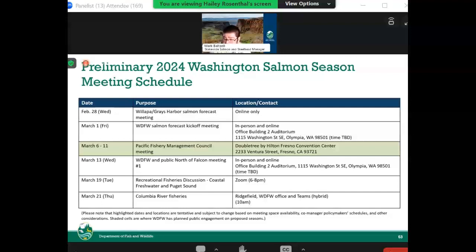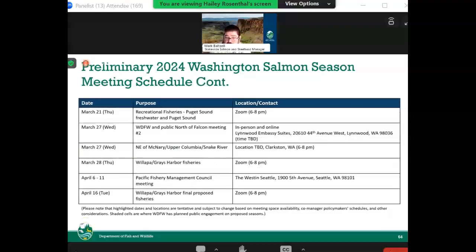On March 21st, there'll be a public meeting around Columbia River fisheries. That will be a hybrid meeting as well, and in person at the Ridgefield office. Again, second meeting in the same week for recreational fisheries, another Zoom meeting on Thursday, March 21st in the evening. Wednesday, March 27th, the next week, we'll have another North of Falcon 2 meeting. This will be in Lynnwood, Washington at the Lynnwood Embassy Suites. We will host that meeting. It will also be a hybrid meeting. Again, we will talk about fishery alternatives and planning for the upcoming season.